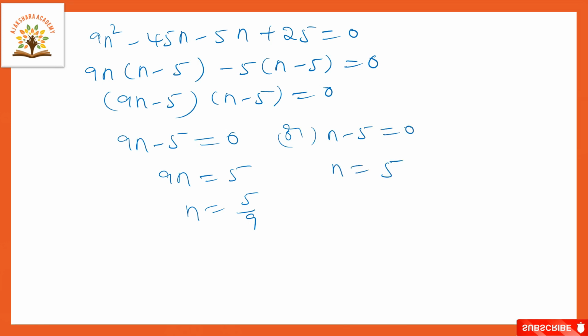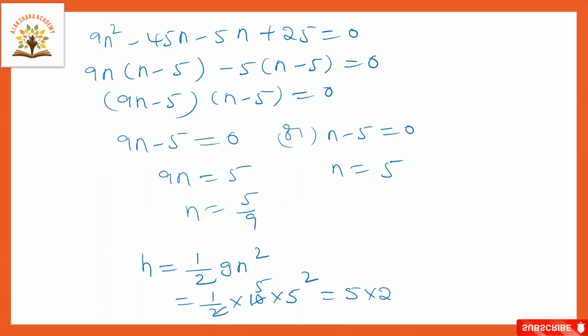So substituting the value of n in the h equation, that is h = ½ g n². So that is equal to ½ g, that is 10, n is 5 squared. 2 ones 2, 5 into 5 squared, how much? 25. 25 into 5 is 125 meters. So the height we are getting is 125 meters. Therefore h = 125 meters. Okay.